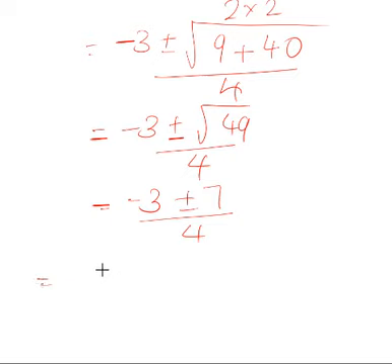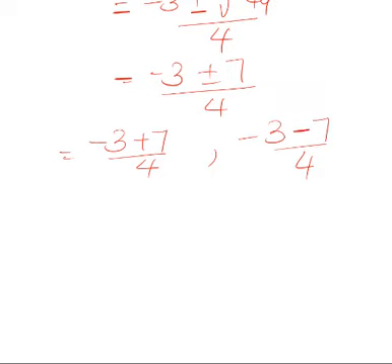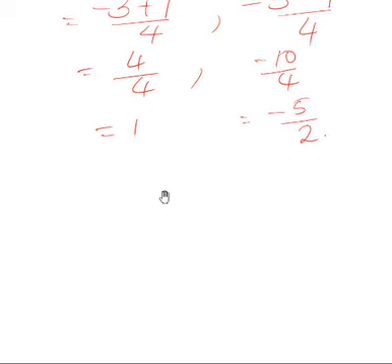So we can have two solutions for a quadratic equation. The first solution is negative 3 plus 7 over 4 and the second one is negative 3 minus 7 over 4. Okay, then negative 3 plus 7 is positive 4 divided by 4, which is equal to 1. Second solution, negative 3 minus 7 is negative 10 over 4, which is equal to negative 5 over 2. So the solutions of this quadratic equation are 1 and negative 5 over 2.